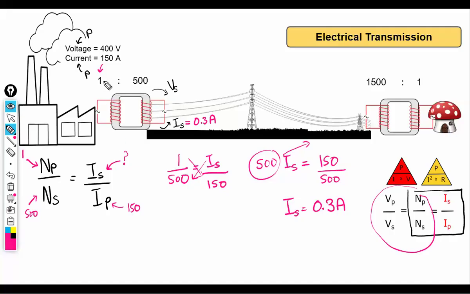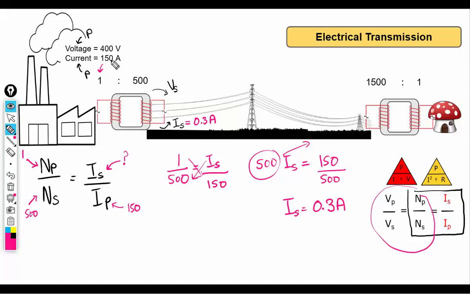This is a step-up transformer. In a step-up transformer, the voltage will get what? Larger. And how many times larger will it get? It gets 500 times larger. Which means if the voltage is getting 500 times larger, then the current is getting what? 500 times smaller.